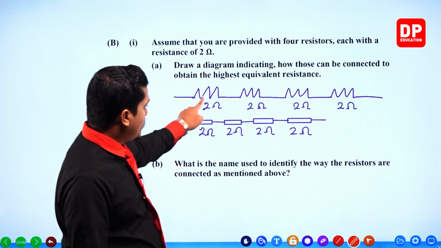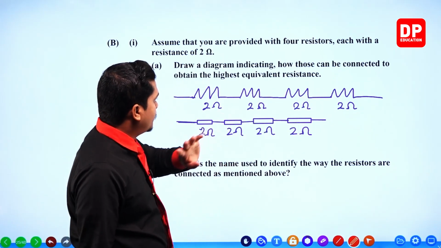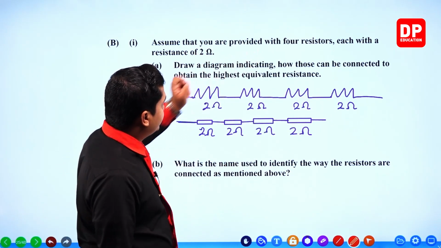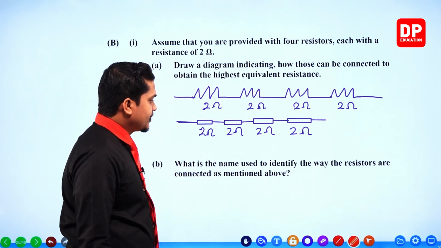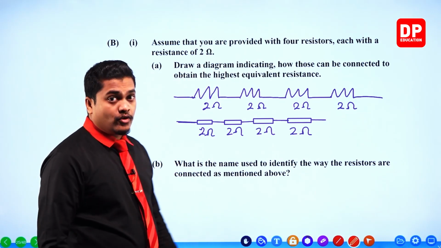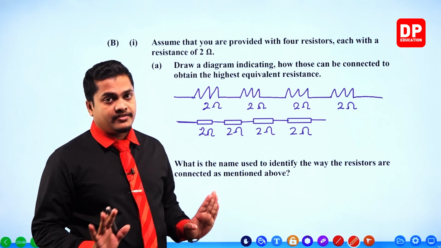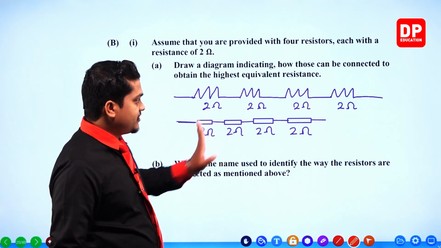Remember, there should be 4: 1, 2, 3, 4. Four resistors of 2 ohm. So the total equivalent resistance is 8 ohm over here. The first question is asking only for a figure, so this is the figure.